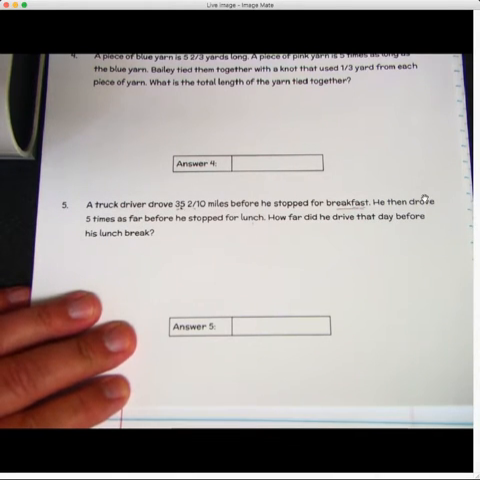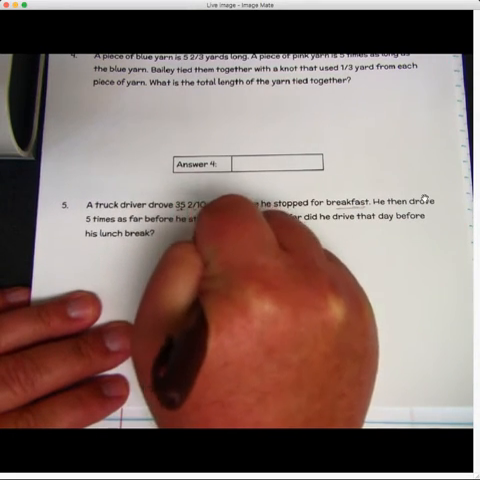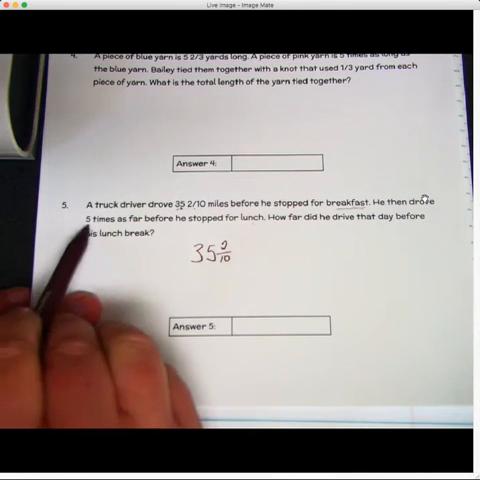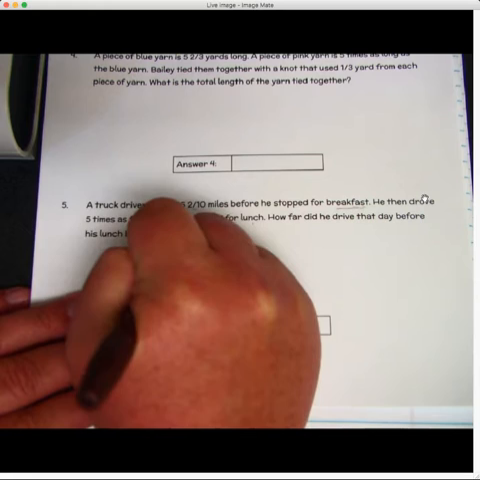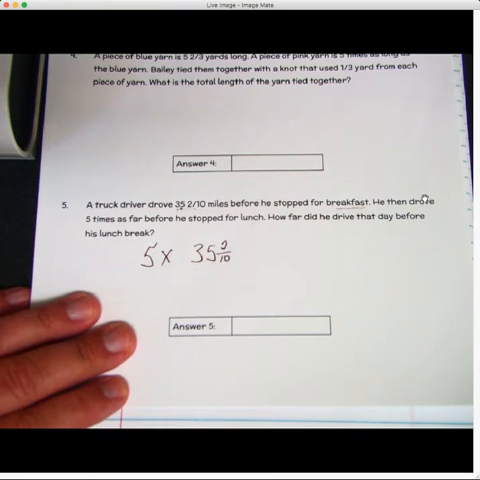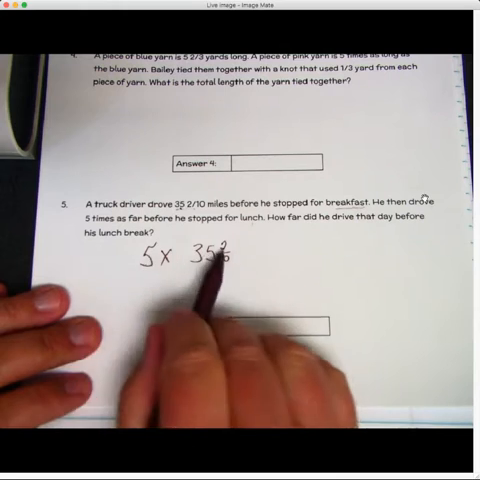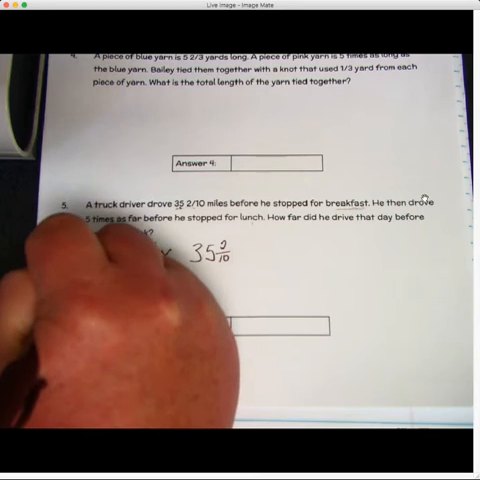All right, so we want to know how far he totally drove before lunch during the whole day. So what we know is that first he drove 35 and 2/10 miles. But we also know that he drove 5 times as far as that before lunch. So that's 5 times 35 and 2/10. So we've worked some problems out like this yesterday. So we know what to do. We know we're going to do 5 times 35 and then 5 times 2/10. So we can break this down, and I'm going to do 35 times 5 over here.